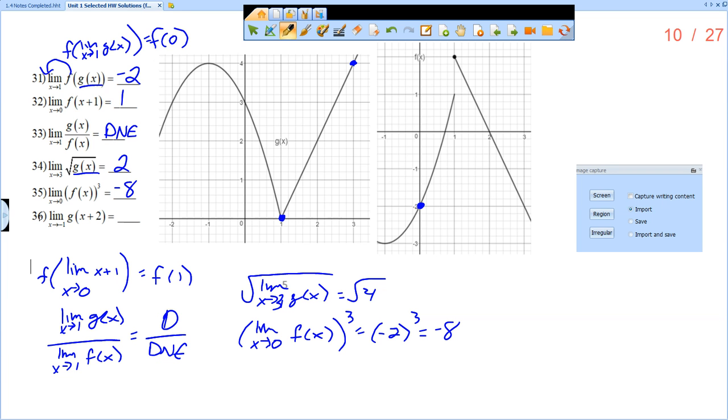All right, and lastly, we're going to take the g out, and so we're evaluating g of the limit as x approaches -1 of x plus 2. All right, and so we put that in, -1 plus 2 is 1, so g of 1, right? So g of 1, so we go back here, g of 1 is 0. All right, and so that is problems 31 through 36.